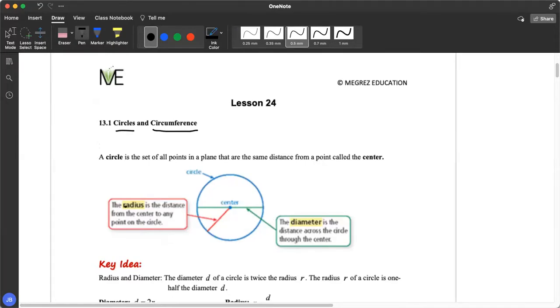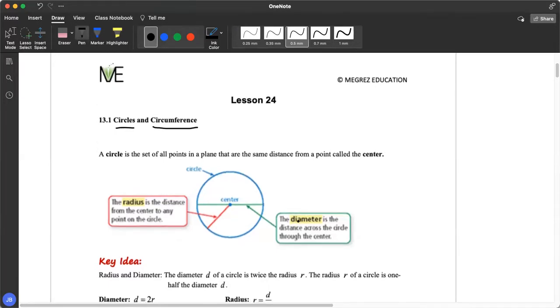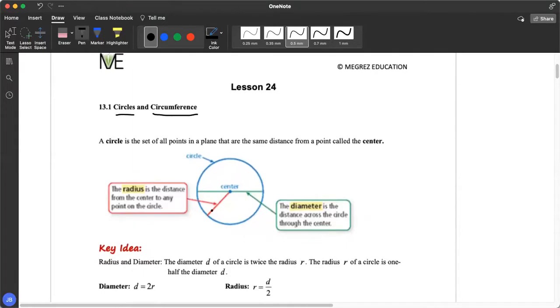So our big things here are the radius and the diameter. Our radius is going to be the distance from the center to any point on the circle. So we can see this red line. And then the diameter is the distance across the circle. And so it's like two radiuses, right? So it goes from one end to the other, and it has to go through the center.